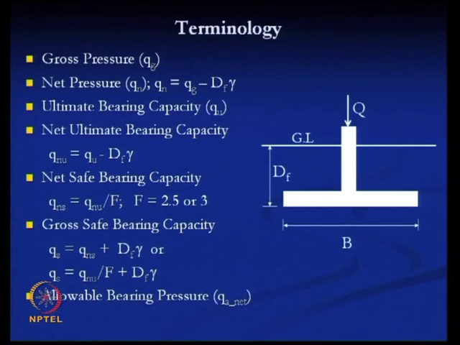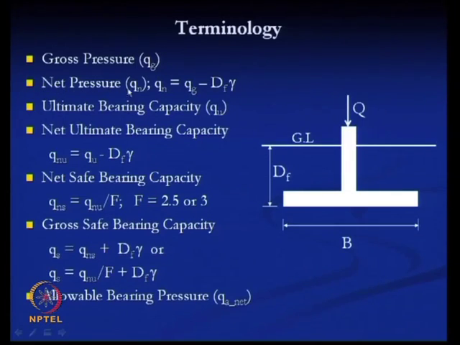Now, before I go to the calculation or the analysis part, I should discuss some terminology of this bearing capacity. The first one is the gross pressure. Suppose this is the foundation and this is the ground level, and df is the depth of foundation and b is the width of the foundation. Then the gross pressure is the pressure that is coming at the base level of this foundation. That means the pressure that includes the load that is coming from the superstructure, the self weight of this foundation and the weight of the soil.